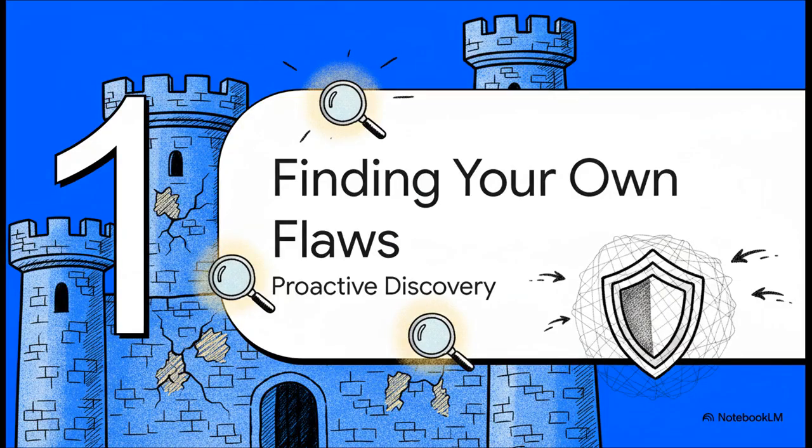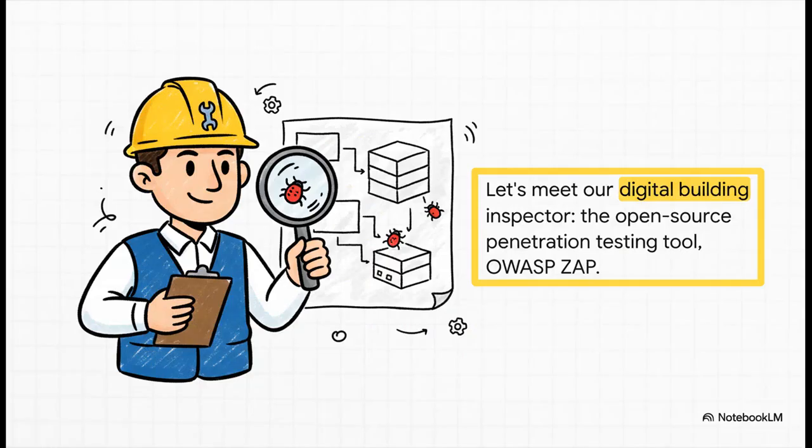Okay, so where do you even begin building this castle? Well, the very first, and you could argue the most important layer, is all about finding your own flaws. It's about finding the cracks in your own walls before someone else does. And to do that, defenders have a secret weapon. I want you to think of it like a digital building inspector, a tool that goes over every single inch of your application looking for any potential weak spot. And one of the best, most popular tools for this job is called OWASP ZAP.